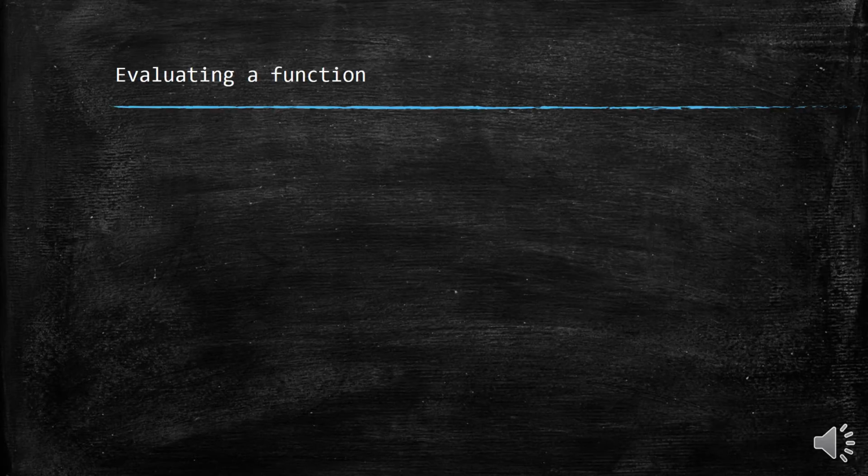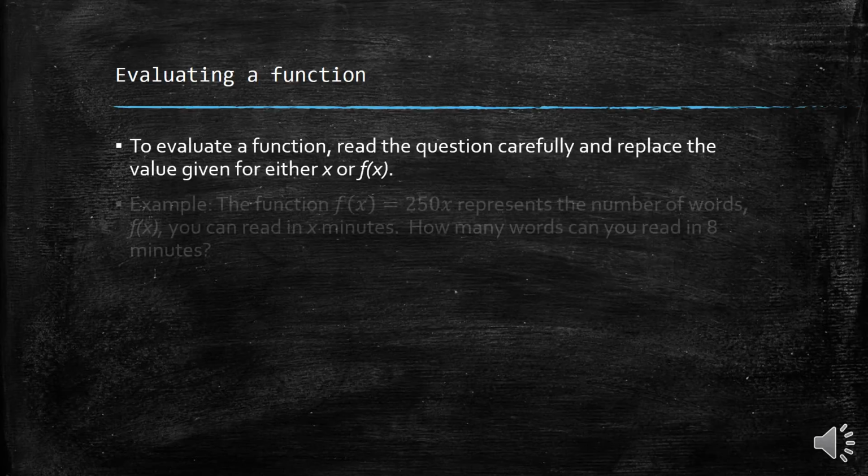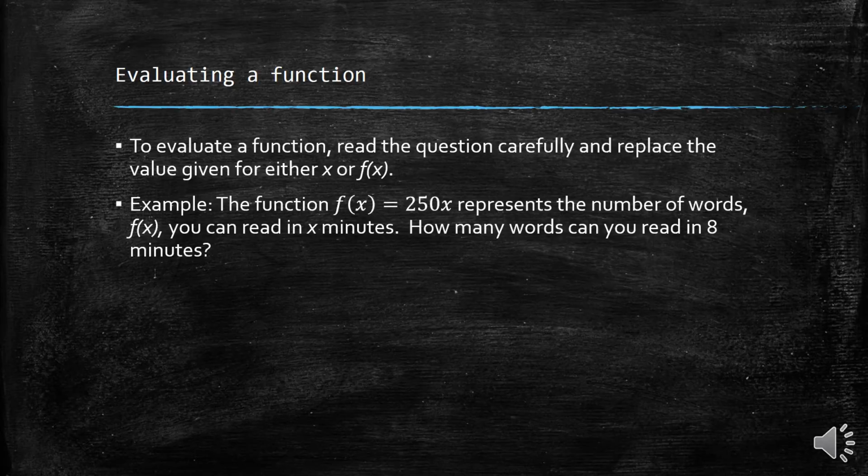Let's talk about evaluating a function. To evaluate a function, you want to read the question carefully and replace any given value for either x or f of x, depending on what's in the problem. Here's an example. The function f of x equals 250x represents the number of words, f of x, that you can read in x minutes. How many words can you read in 8 minutes?